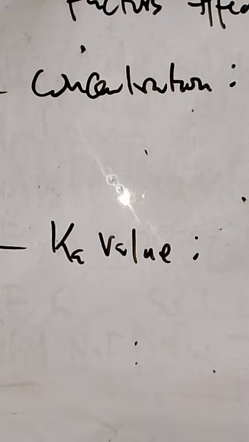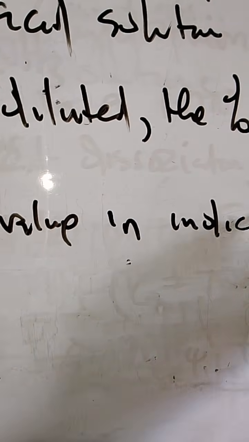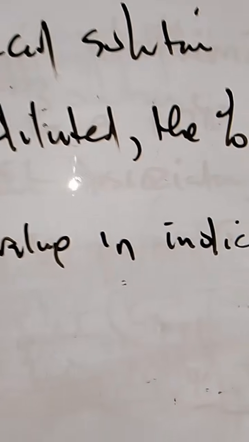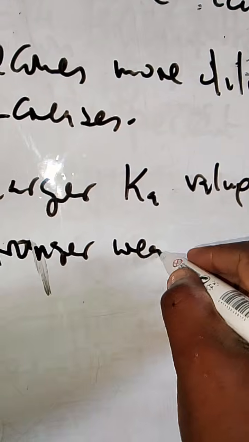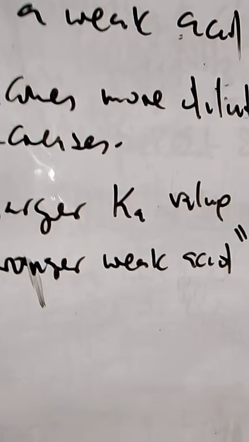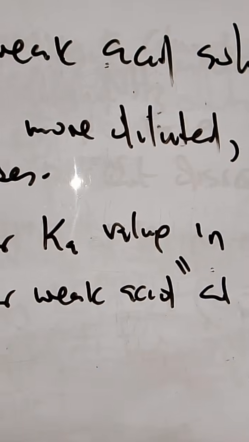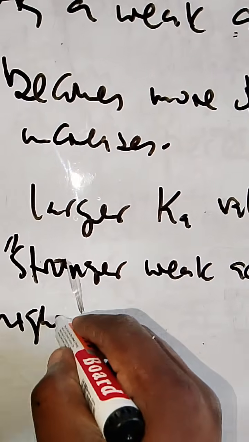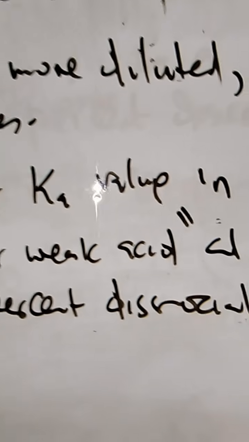Then number two, we have the Ka value. A larger Ka value indicates a stronger weak acid, and this results in higher percent dissociation. So these are some of the factors that affect percent dissociation.